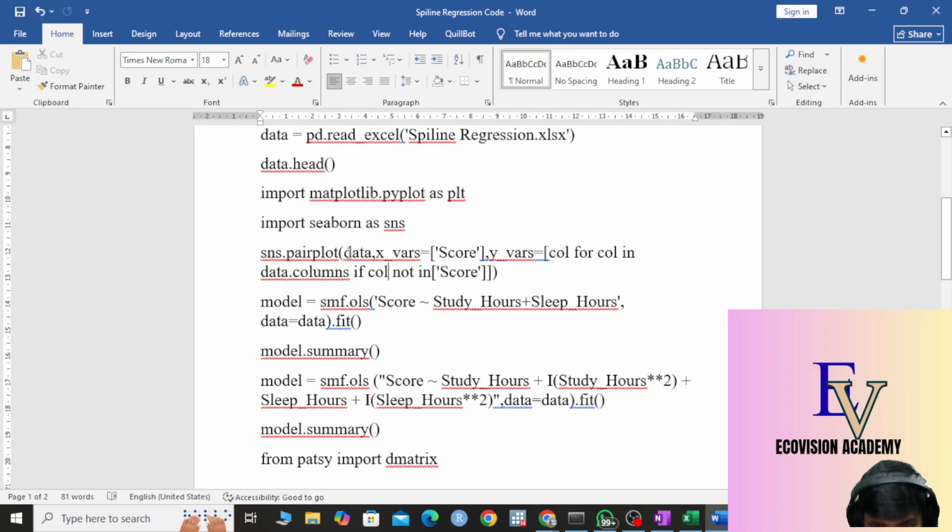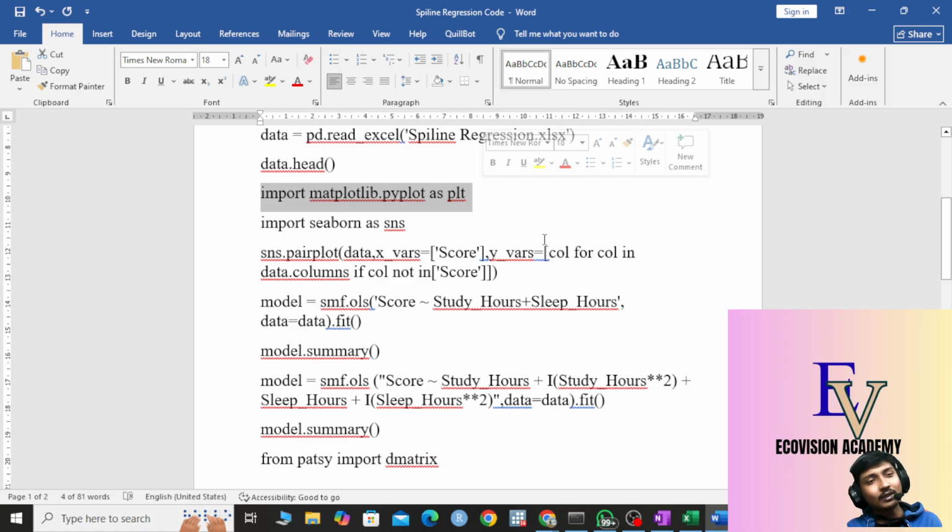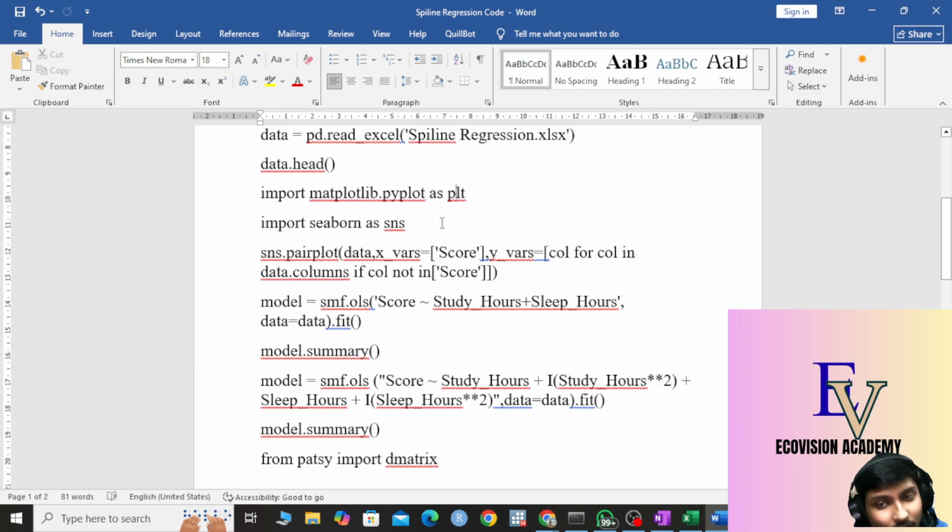And when we use the pair plot function, which library will we be using? The seaborn library. With the matplotlib.pyplot library, you can go for a scatter plot. If you want to generate the scatter plot only of score and study hours, matplotlib.pyplot is okay. But if you want study hours, IQ, and sleep hours, all three with score, then you have to go for seaborn, import seaborn as sns. You can give the name as sns or anything, but you have to go with seaborn.